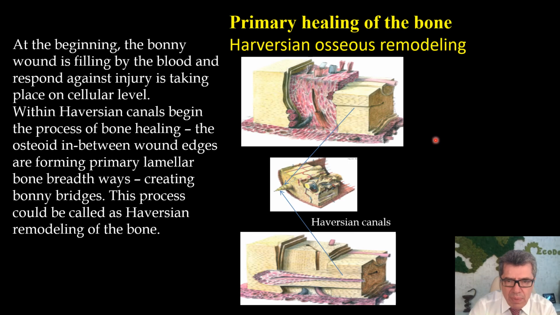Now, primary healing of the bone is Haversian osseous remodeling. At the beginning, the bony wound is filled by blood and the response against the injury takes place on the cellular level. Within the Haversian canals begins the process of bone healing. The osteoid between the wound edges forms the primary lamellar bone breadthways, creating a bony bridge. This process can be called Haversian remodeling of the bone.